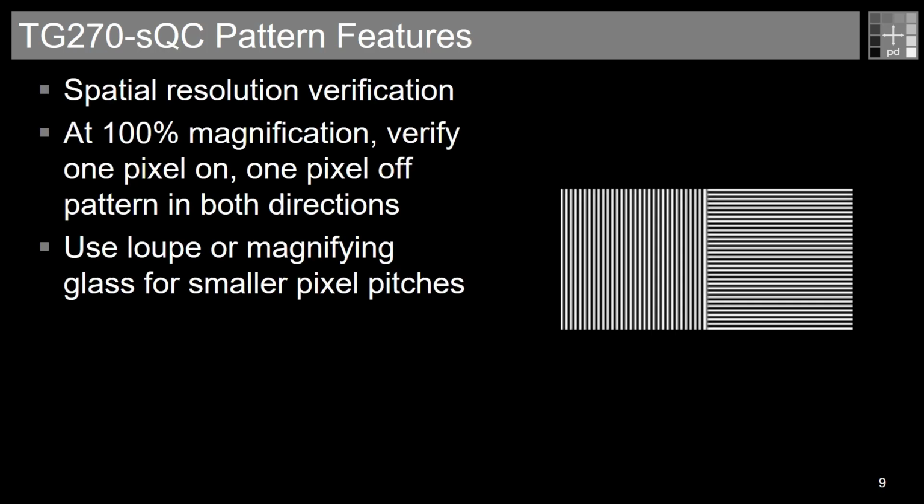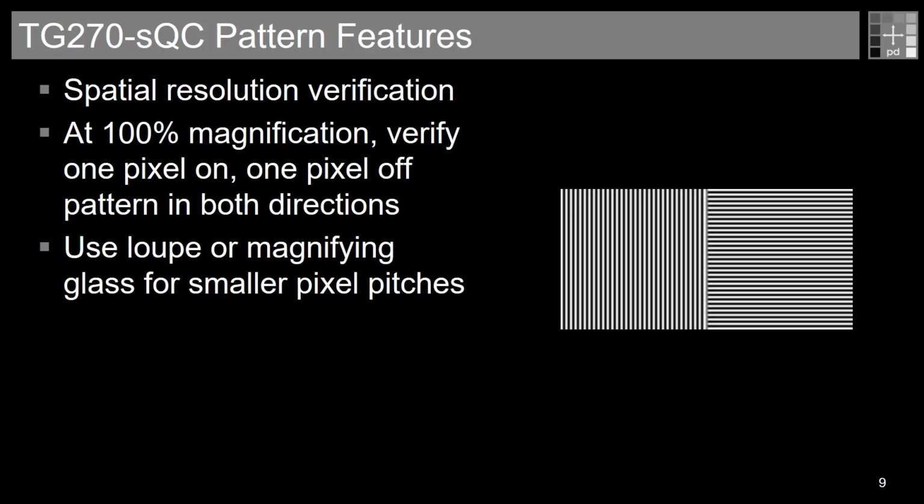Next, let's look at the lower right region of the pattern, which contains a high contrast, high frequency bar pattern. This region of the pattern is used for spatial resolution verification. At 100% magnification, the user should verify that you can see 1 pixel row on and 1 pixel row off in both directions of the pattern.